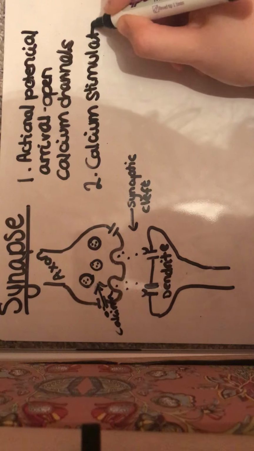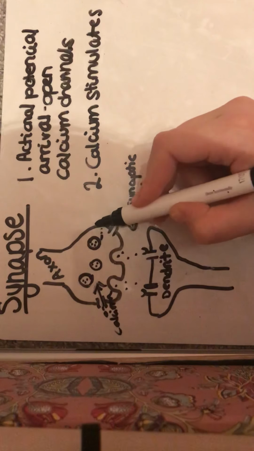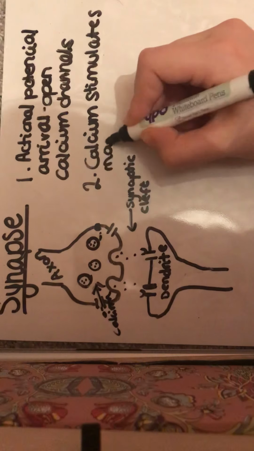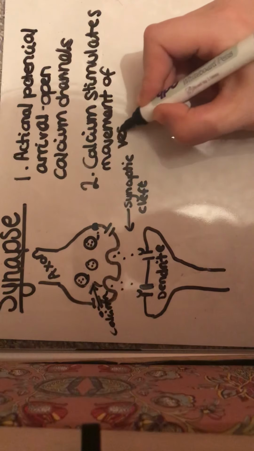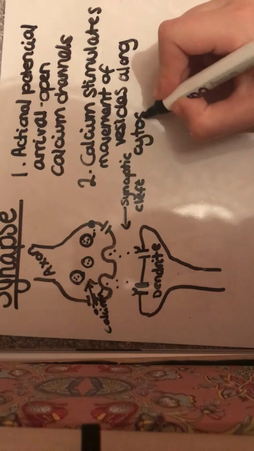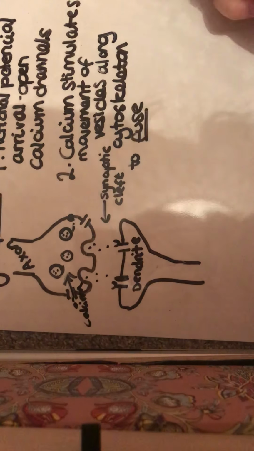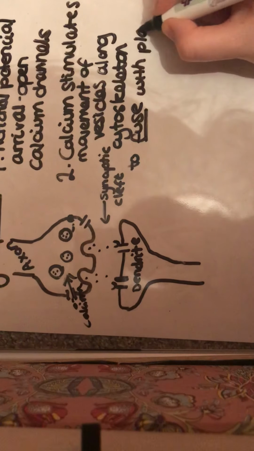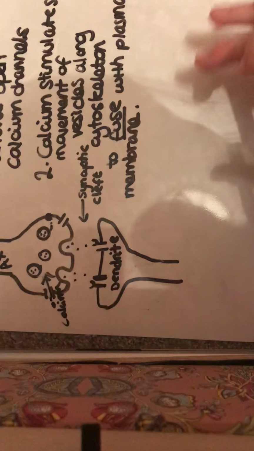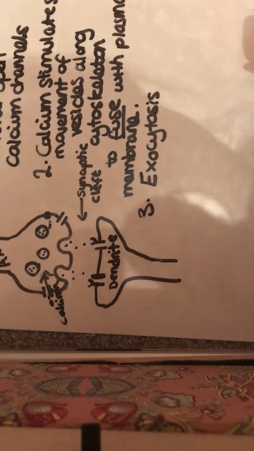And the calcium stimulates movement of vesicles, these vesicles here, along the cytoskeleton to the membrane by the use of motor proteins. So movement of vesicles that are containing our neurotransmitter, such as acetylcholine, along the cytoskeleton by motor proteins, and they're going to fuse, keyword, with the plasma membrane. And once they fuse with the plasma membrane, they are going to be released by exocytosis into the synaptic cleft. And that's what we can see here.